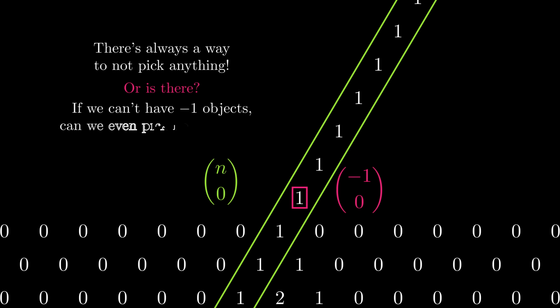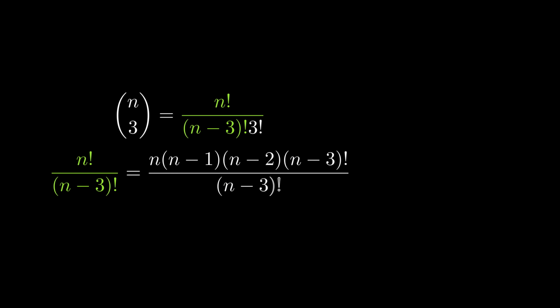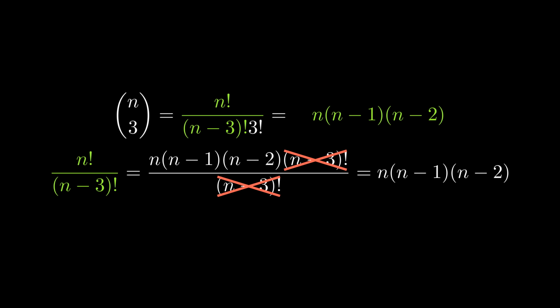Does it even make sense to pick 0 of them? In the world of math, there's a way to justify this. Consider, for example, n choose 3. Let's write out the formula and simplify. When n factorial is divided by n minus 3 factorial, all of the factors in n minus 3 factorial cancel, leaving us with just n times n minus 1 times n minus 2.